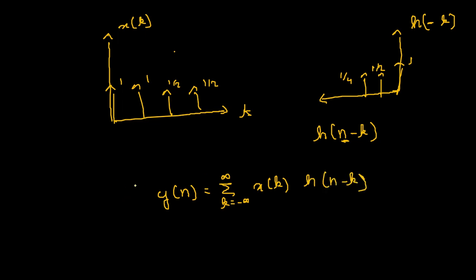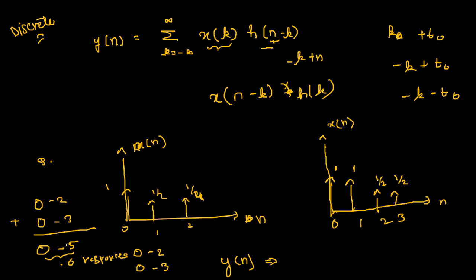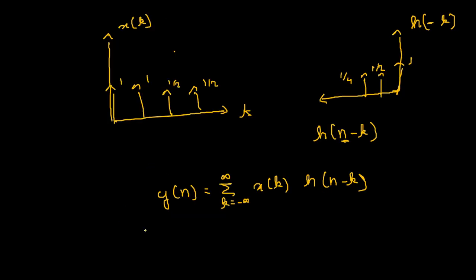And we also found out that y is defined from 0 to 5. So first we take the value of n as 0, we find y of 0, then we take n as 1, we shift it by 1, then we perform the multiplication and add all the inputs. Similarly, we find y of 0, y of 1, y of 2, all the way till y of 5. And after we find all the corresponding y values, we plot it on the graph, right?